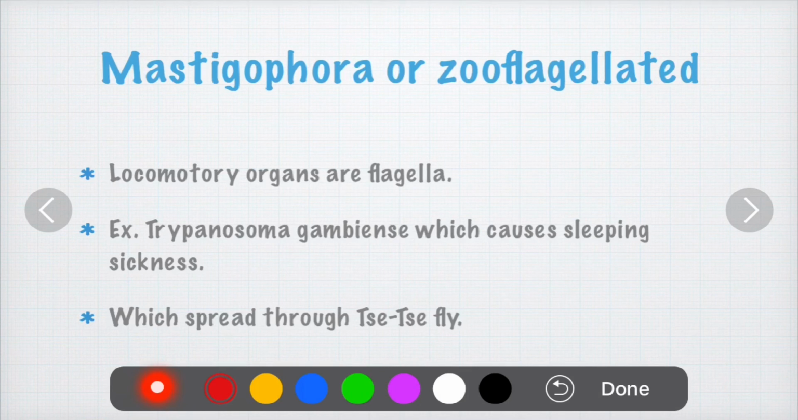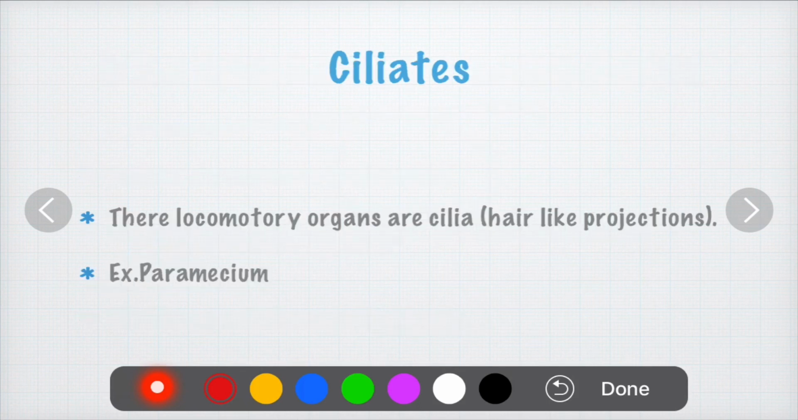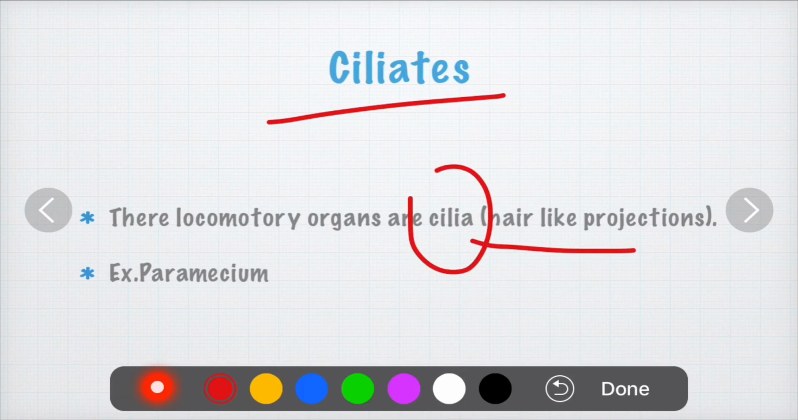The next, second class is the Mastigophora or zooflagellates, because the locomotory organ present in them is a flagella. So which are all the organisms consist of a flagella as a locomotory organ, so they are classified under the Mastigophora or zooflagellates. For example, Trypanosoma gambiense, which causes the sleeping sickness, which is spread by the tsetse fly. The third class is the Ciliates. So the locomotory organ is a cilia here, which is a hair-like projection. For example, in case of paramecium.